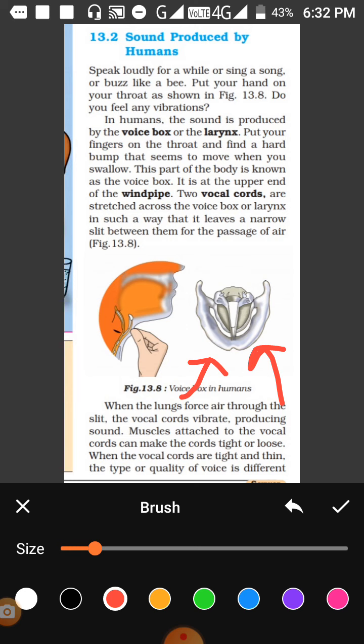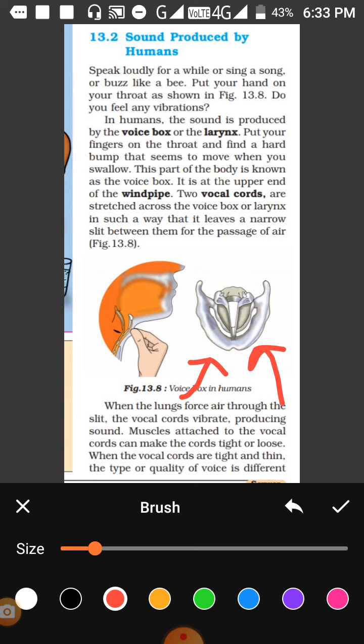So when the lungs force the air through the slit, the vocal cords vibrate, which produces sound. These muscles are attached to the vocal cords. When the vocal cords are tight and thin, the quality of the sound is different. So we will read about how people have different types of sound. In the next portion we will read why people have different types of sounds.